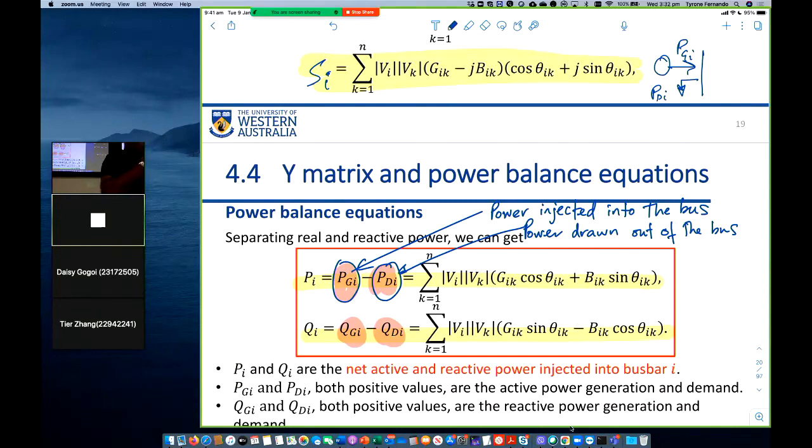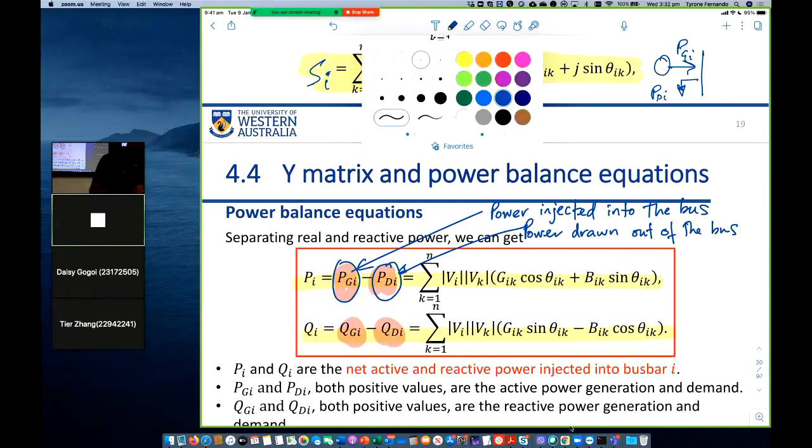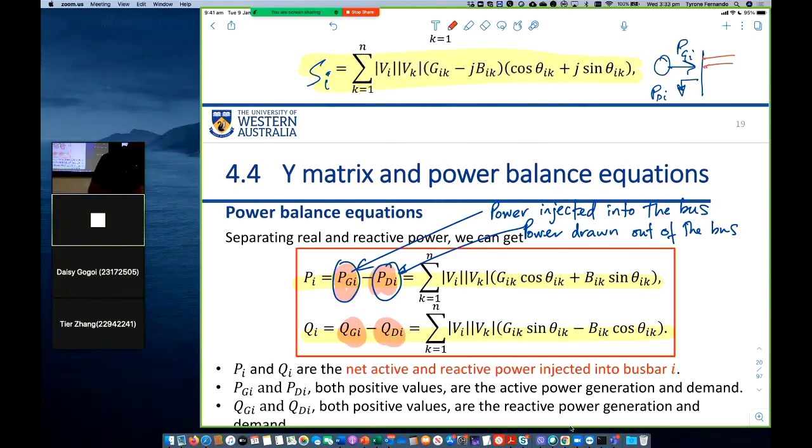So a load and a generator both are connected to this particular bus. Of course, PDI can be 0 if there is no load connected to it. And inside the network, we have all these other lines connecting. I'm focusing on one particular node. Right? So you have that active power balance equation.